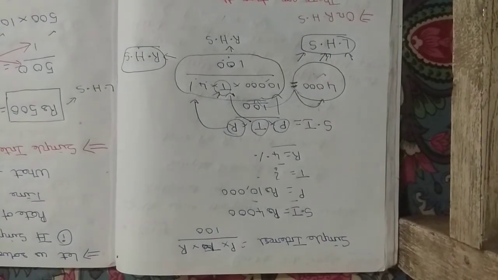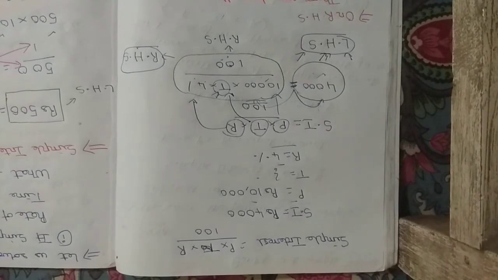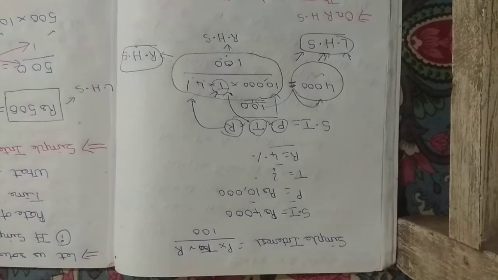How can you multiply T into 4? What is the answer? You don't know. T into 4 is, we don't know. 4 into 4 we know, but T into 4 we don't know. So we have to do something.